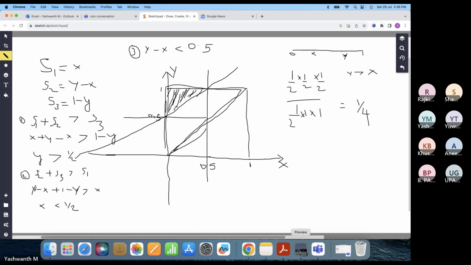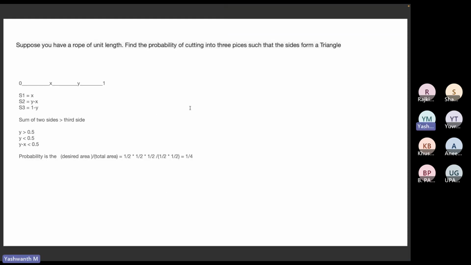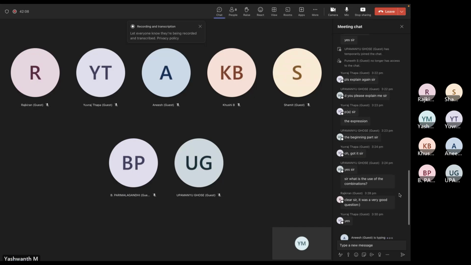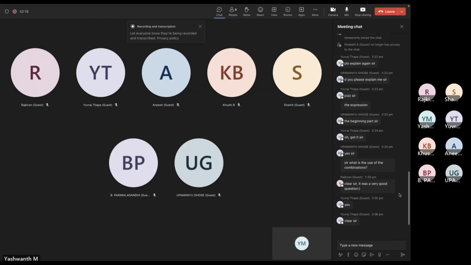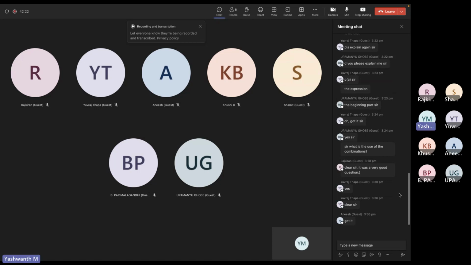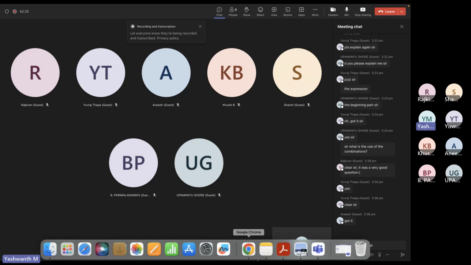I feel this is a bit complicated problem. Are there any questions on that? I think there's a typo here, right? It should be one. Any questions, guys? Everyone clear, right? So we will move on to the next question.